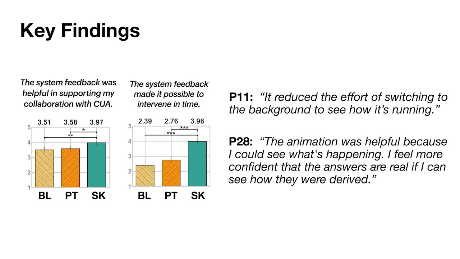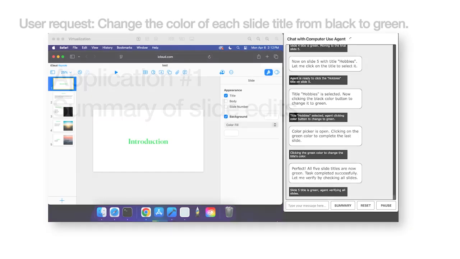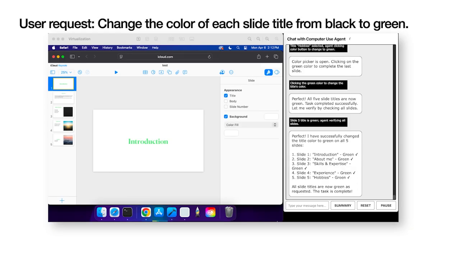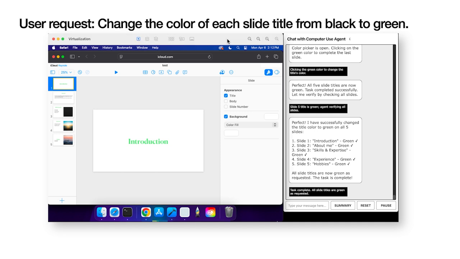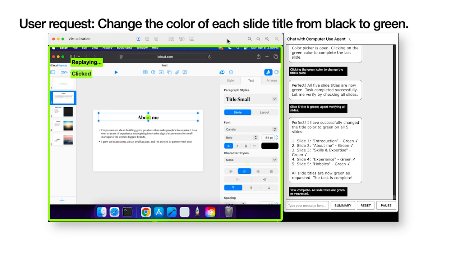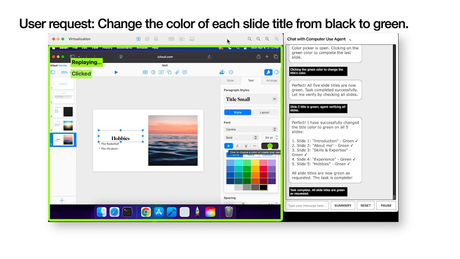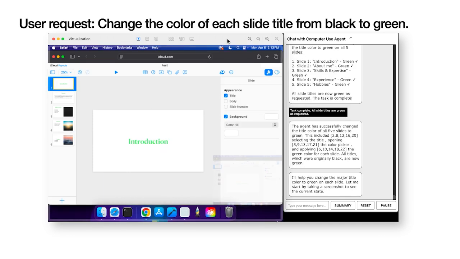As one mentioned, "The animation was helpful because I could see what's happening. I feel more confident that the answers are real if I can see how they were derived." Sidekick can also support other complex tasks, such as providing summaries of what the agent edited in the slides when the user is away. The agent changed the titles of slides 1 to 5 to green. The titles, Introduction, About Me, Skills and Expertise, Experience, and Hobbies, were selected and recolored from black to green.